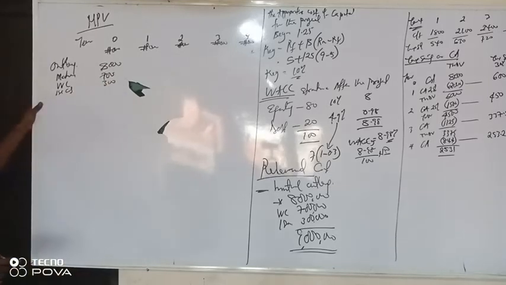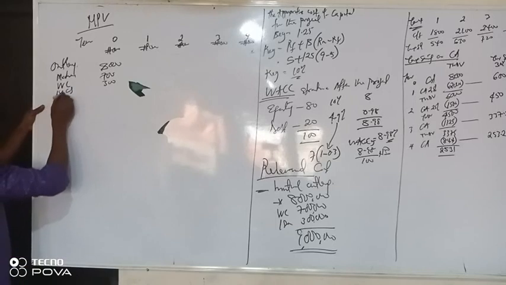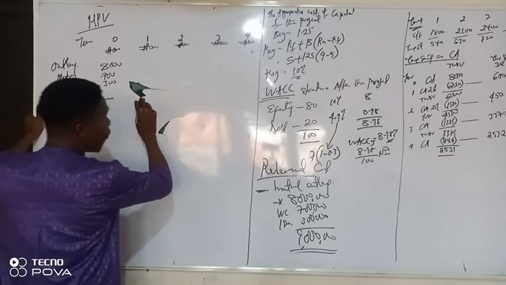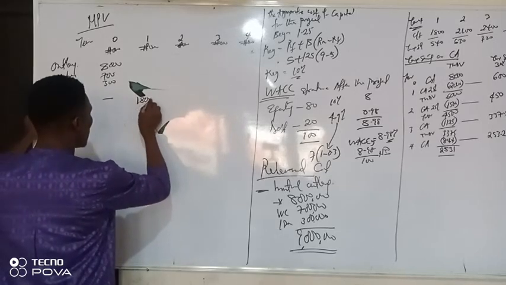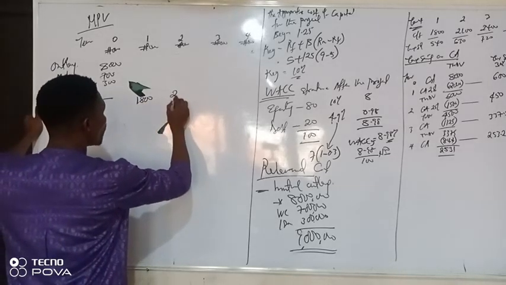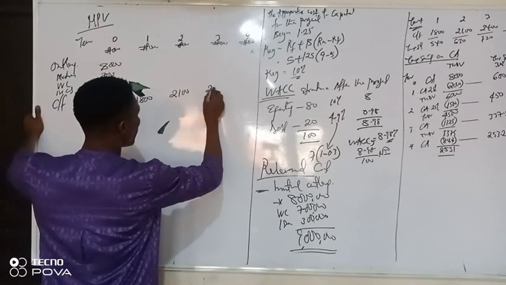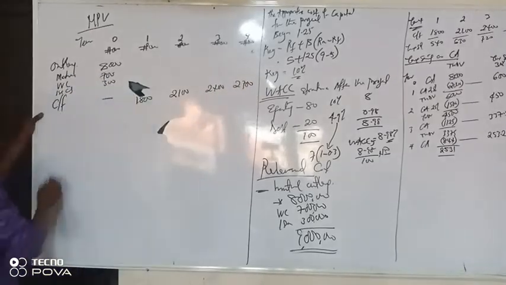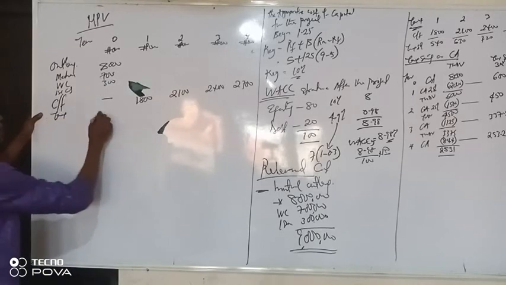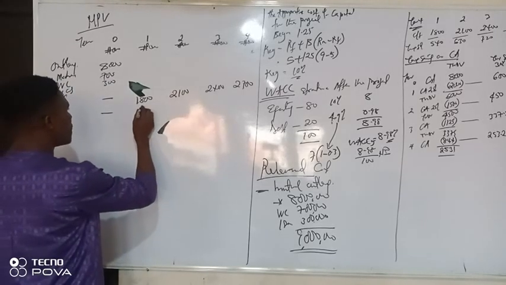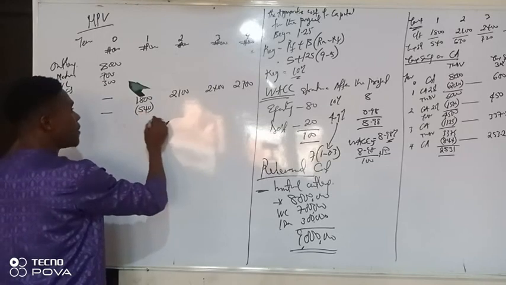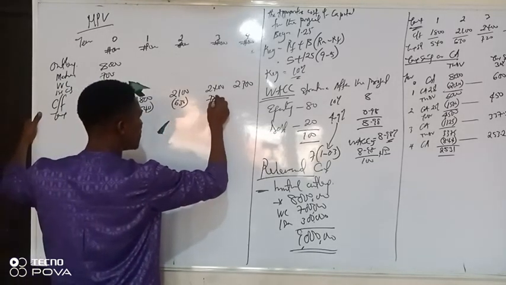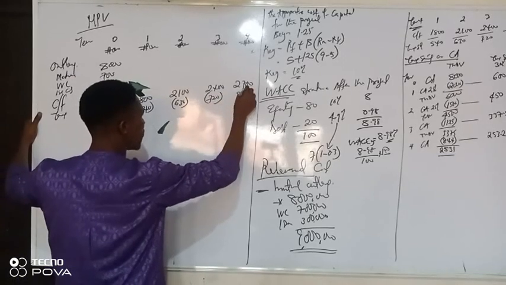So in year zero you bring everything in. Then our cash flows: year 1, 1.8 million, year 2, 2.1, 2.4, 2.7. Then our tax, how much do you pay? 540, 630, 720, 810. We are paying.